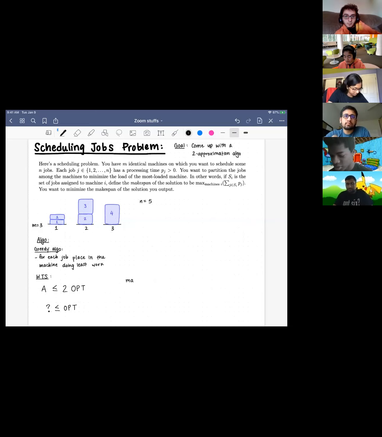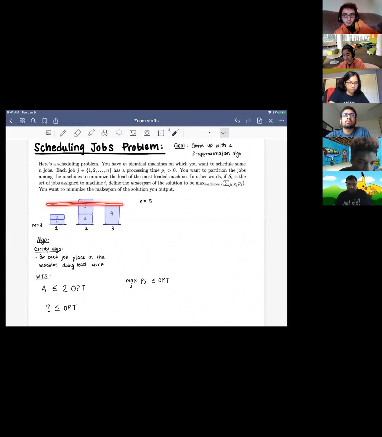So if we take the max over all of our jobs of how much time it takes to process them, this is like whichever job is the biggest. In this case, that would be job 4 because it has the biggest processing time. Our optimum is definitely going to be greater than or equal to that because there's no way for our makespan to be lower than 4. So it's 4 because the biggest job is 4, and then it could potentially be even more if you stack things up higher. So our optimum is definitely greater than or equal to the maximum.